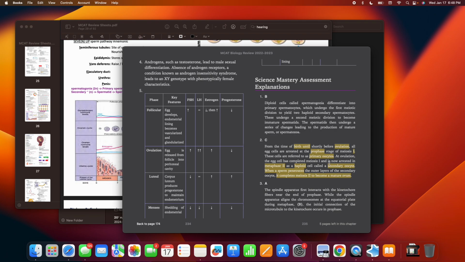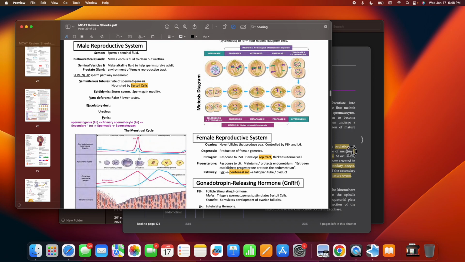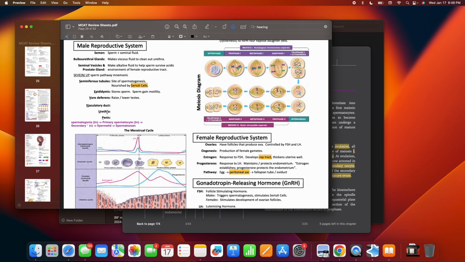So all these secondary oocytes at ovulation in metaphase 2 are haploid cells. But before that, they were diploid cells. So in metaphase 2, the egg cell has completed meiosis 1 and is now arrested in metaphase 2 as a haploid cell called a secondary oocyte. So a secondary sperm cell is also haploid.